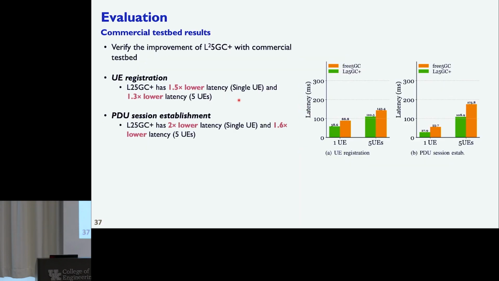So this is the result we evaluated on top of the commercial test bed, and we tried different numbers of UEs in this experiment. Overall, what we can observe is that for the UE registration event, our design can achieve 1.5 times lower latency with a single UE, and 1.3 times lower latency when we increase to 5 UEs. And the same thing we can observe when we switch to a PDU session establishment event. We are much better and can achieve a latency improvement of almost 2 times.